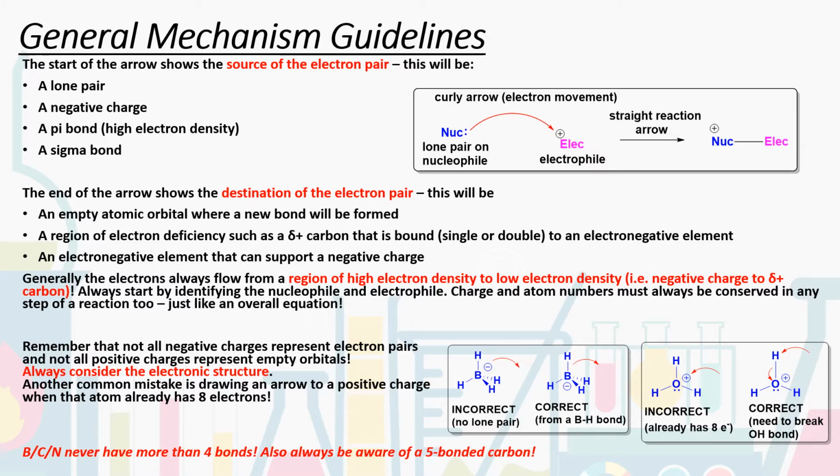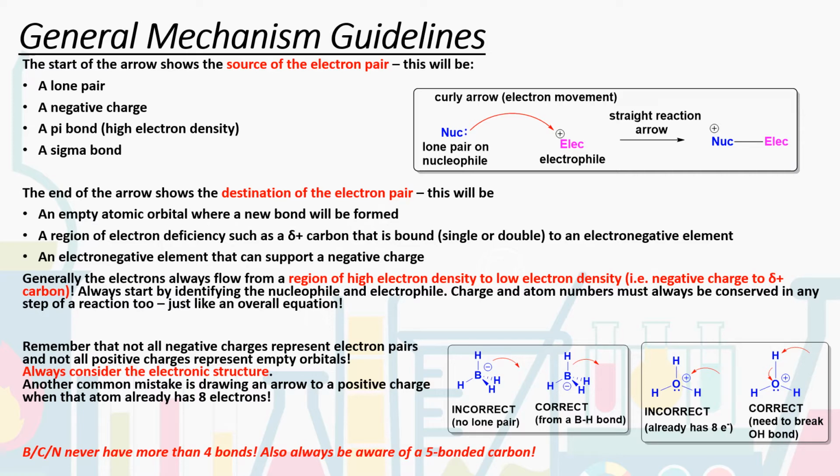And so the best thing to do, I always think, is to start by identifying what will act as your nucleophile and what will act as your electrophile in every step. Another thing to always be careful of is that charge and atom numbers must always be conserved in any step of a reaction. So if I start off by having a certain number of atoms, they have to be in the first step as well as the second step as well as the third step and so on.